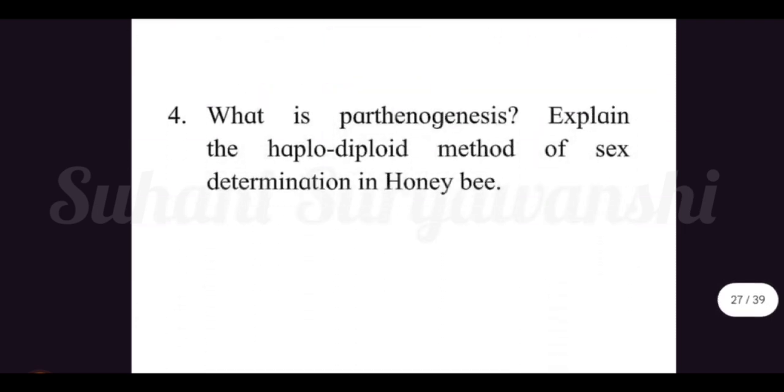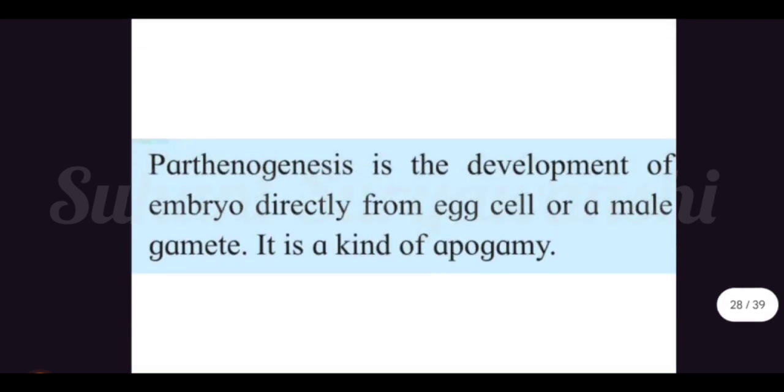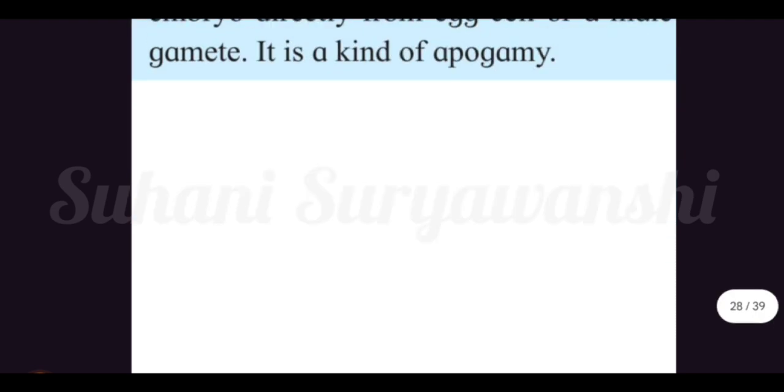Next one is, what is parthenogenesis? Explain the haplodiploid method of sex determination in honeybee. So parthenogenesis is the development of an embryo directly from an egg cell or a male gamete. It is a kind of apogamy.